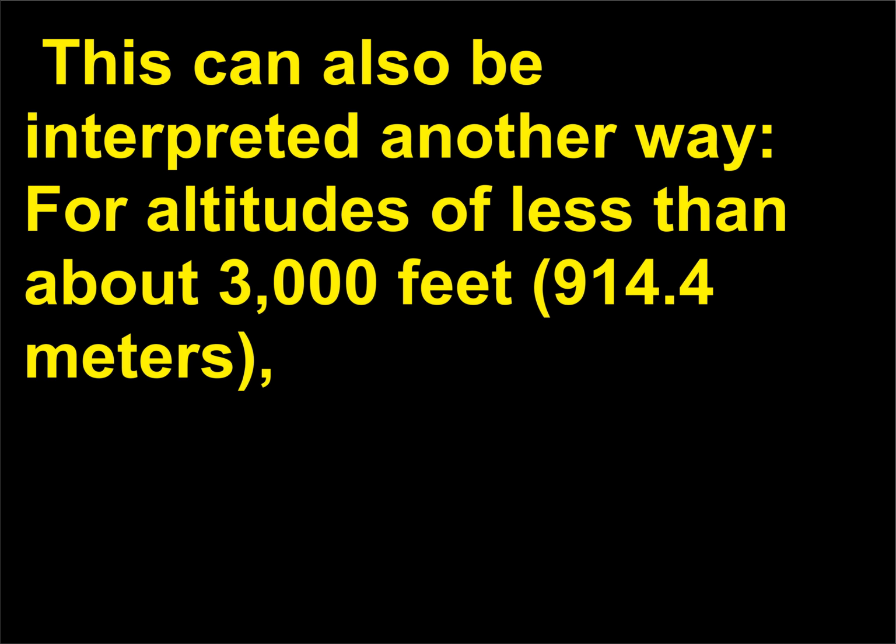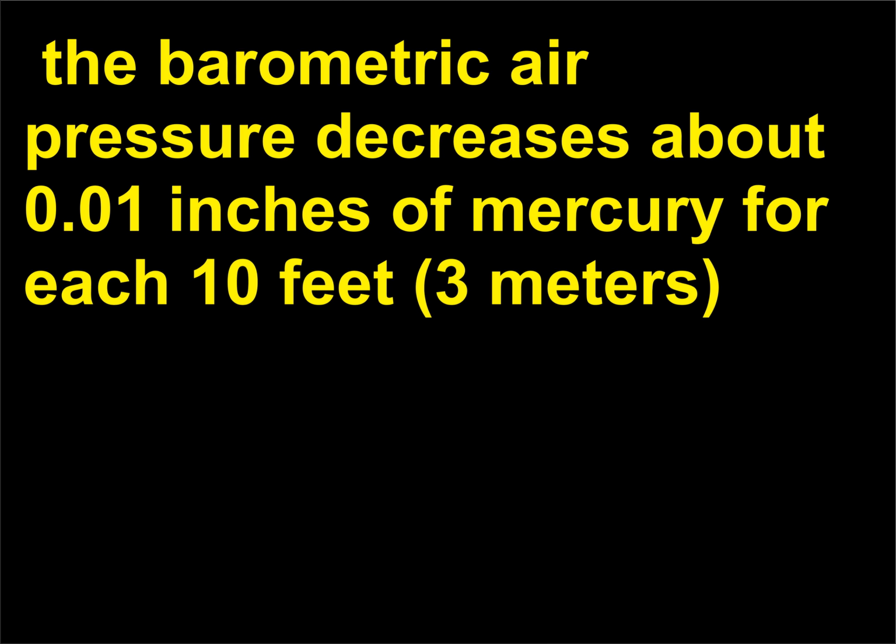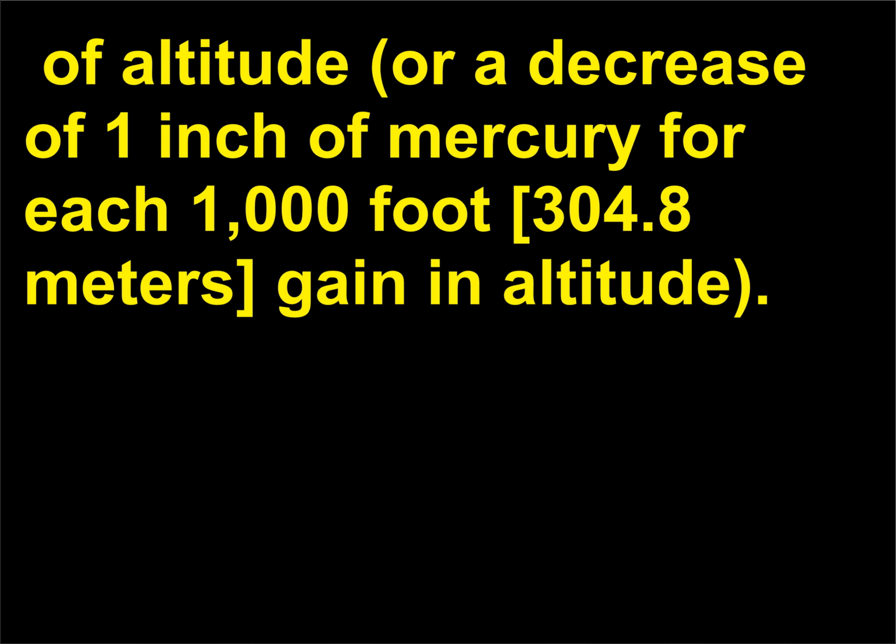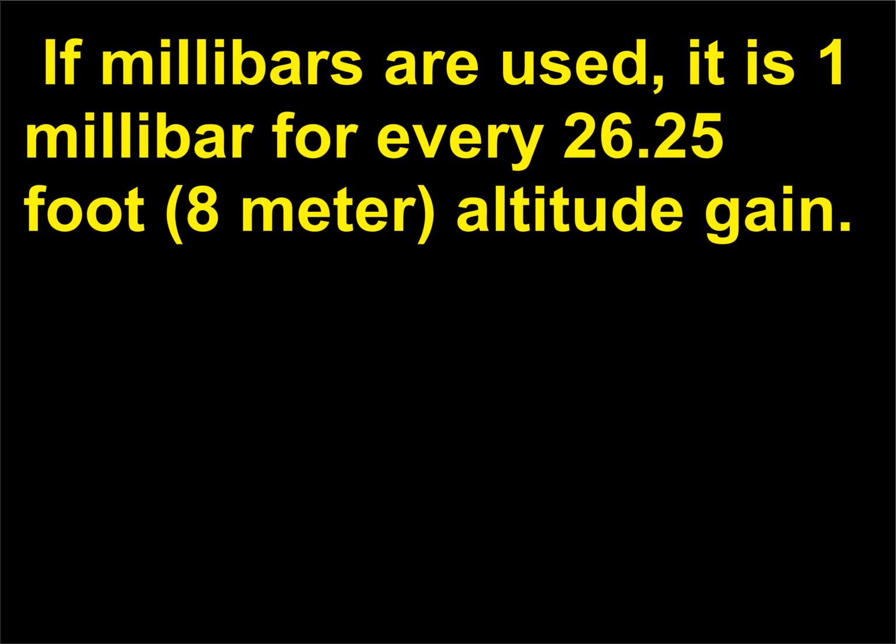For altitudes of less than about 3,000 feet, 914.4 meters, the barometric air pressure decreases about 0.01 inches of mercury for each 10 feet, 3 meters of altitude, or a decrease of 1 inch of mercury for each 1,000 foot, 304.8 meters gain in altitude. If millibars are used, it is 1 millibar for every 26.25 foot, 8 meter, altitude gain.